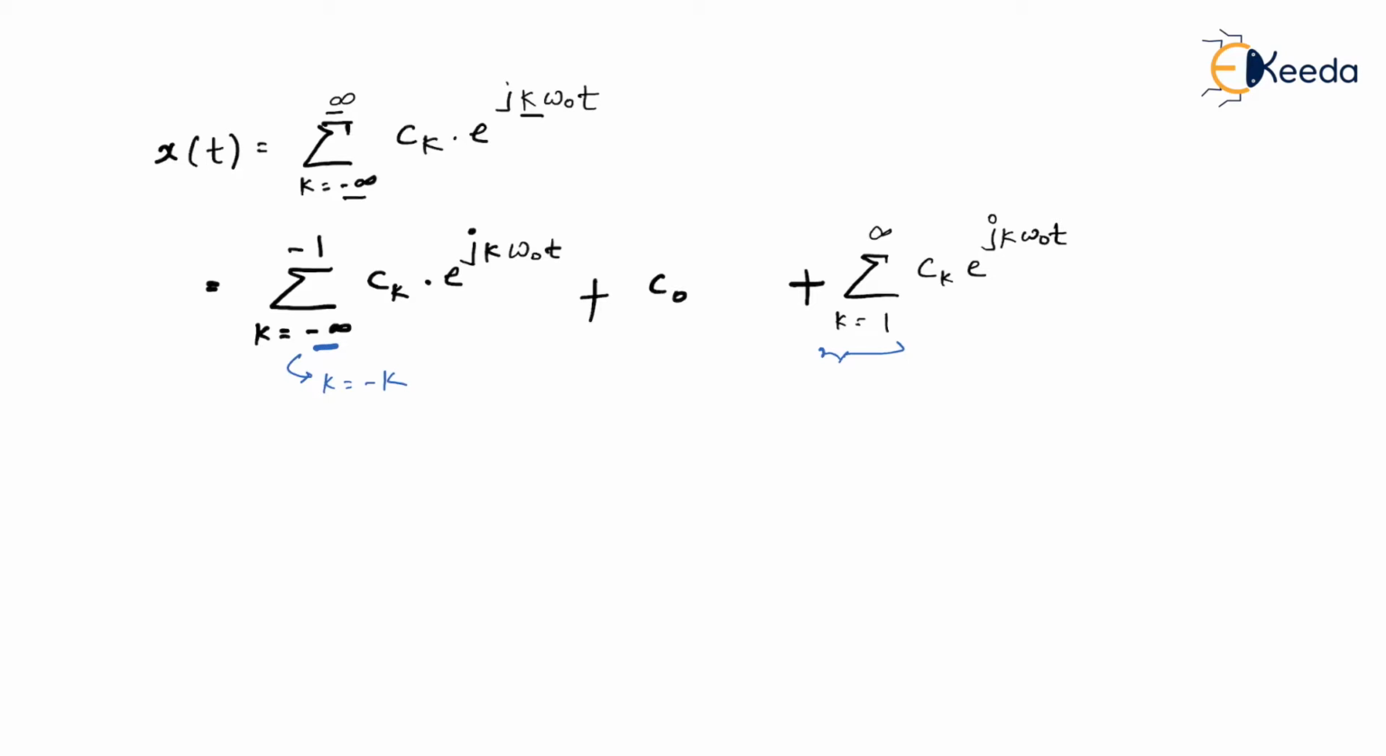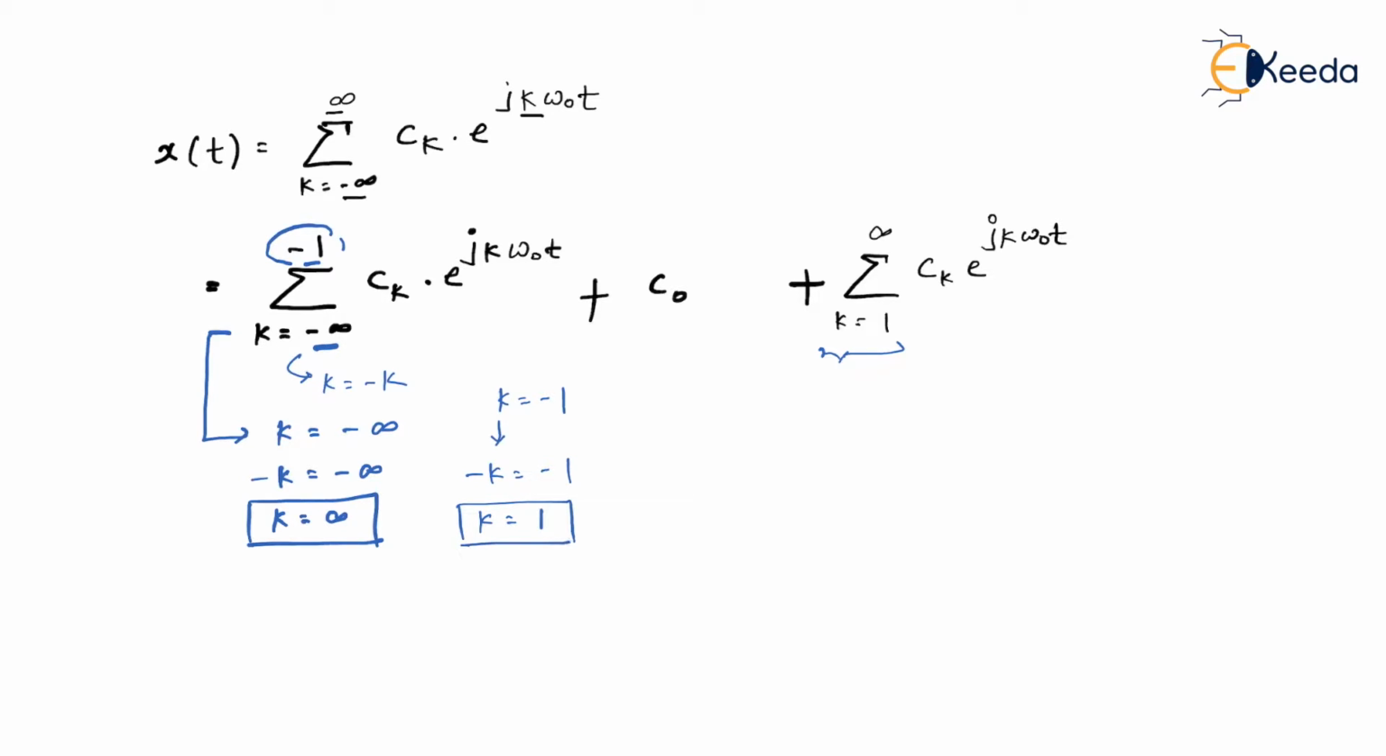In that case, please understand, when I say k equal to minus infinity, I'm talking about a lower limit. But since k has become minus k, I would say minus k equal to minus infinity, that is, k equal to infinity. Similarly for the upper limit, the value of k is minus 1. When I say k equal to minus 1 but have substituted k as minus k, I would say minus k equal to minus 1, so k equal to 1. Now your lower and upper limits have changed, that is, from 1 to infinity.